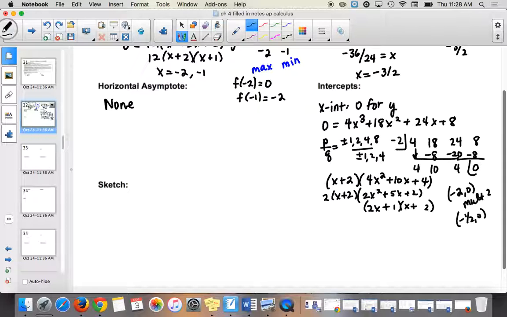All right, so on your homework, if you have one like that, you don't have to use P over Q. You can use your calculator to find the 0. You would just do your second trace, 0, left bound, right bound. Remember that? Do we need to do the intercept?